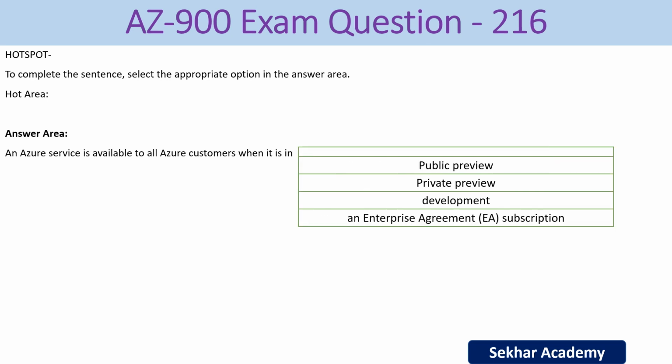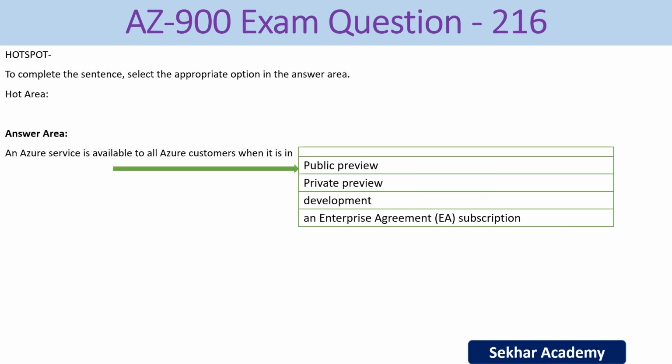AZ-900 exam question number 216. To complete the sentence, select the appropriate option in the answer area. An Azure service is available to all Azure customers when it is in, so the options we have, public preview, private preview, development, and enterprise agreement subscription. Right, so the right answer is here, public preview. So customers can use an Azure service when it is in public preview.